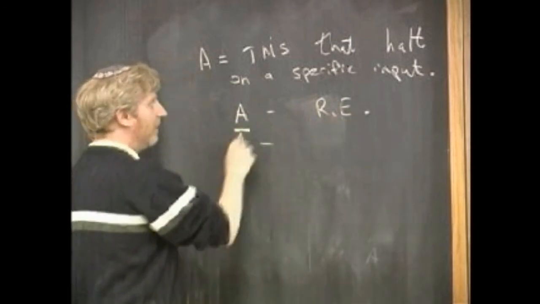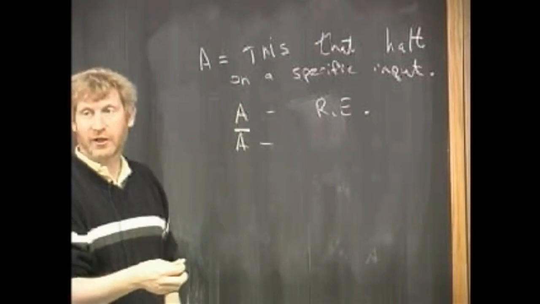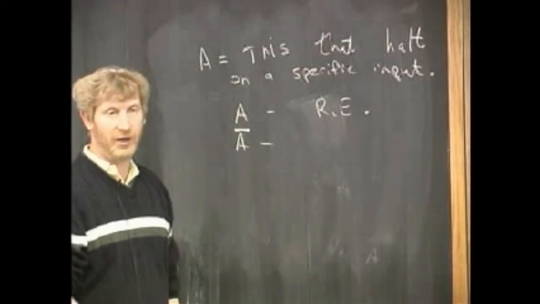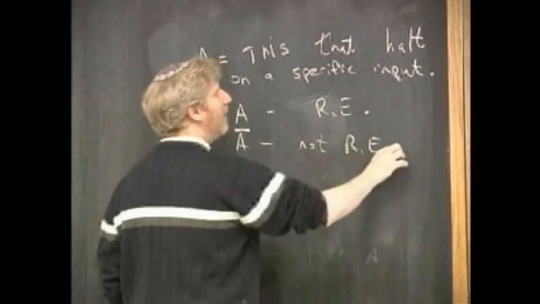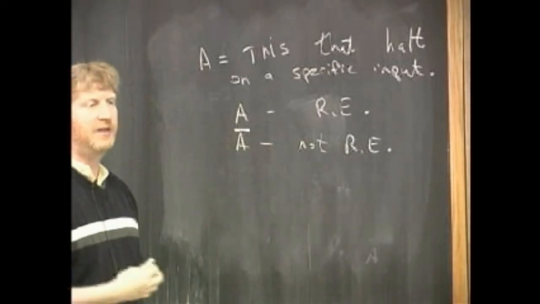And what about its complement? Things that don't halt on a specific input, things that definitely go into an infinite loop, that we have no way to check. And that's not recursively enumerable. Keep in mind, I haven't proved any of these are true. I'm just working in with intuition. I want you to be able to guess the right thing.